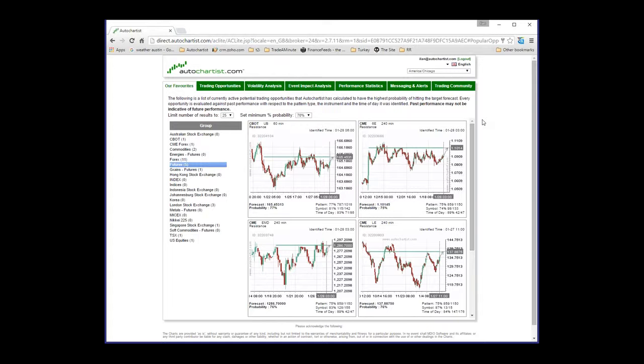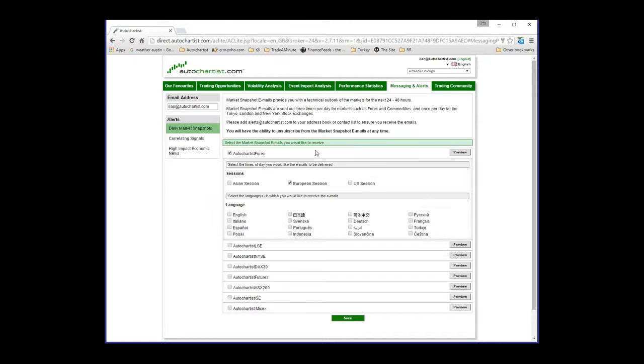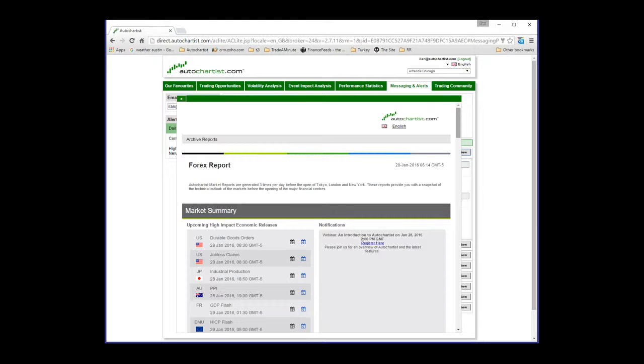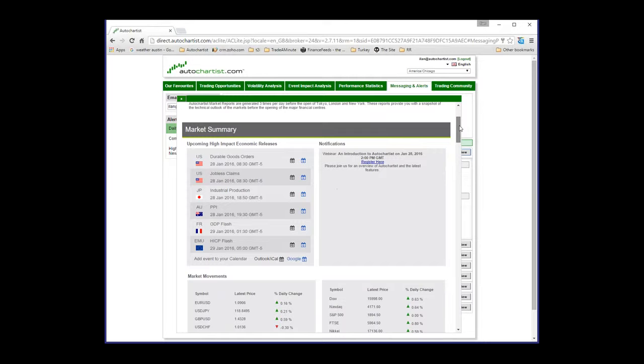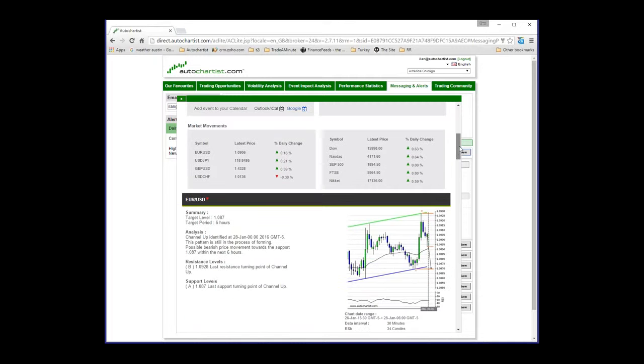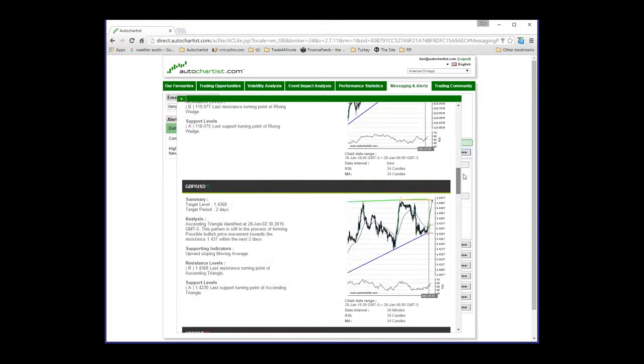Okay, good. So with that being said, of course, we do provide some other tools which are less real-time type of tools. So if you want to just get an overview of what's happening on a technical level on the markets, you can just subscribe to our Forex report under the Messaging and Alerts tab, and you'll get an email every morning in your language that tells you what the high impact economic events are that are coming up, the market movers for the last 24 hours, as well as some longer term trading opportunities. Okay, and you can get those in your inbox every day.